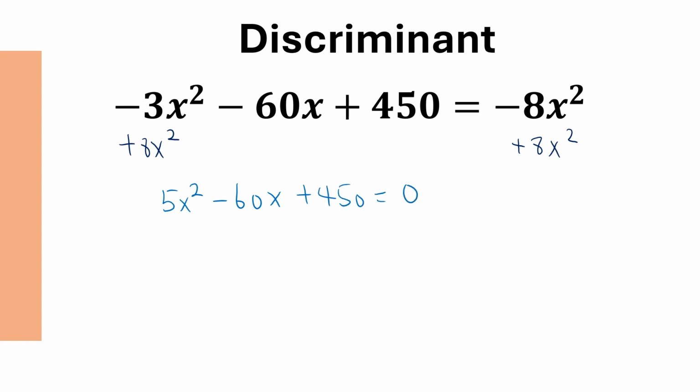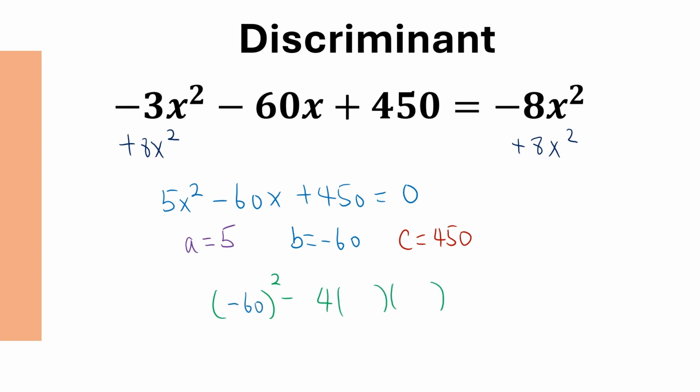Again, I need to identify the values for a, b, and c. A is the number in front of x squared, which is 5. B is the number in front of x, which is negative 60. And c is the constant, so that's 450. Now we're going to plug into the discriminant formula, b squared minus 4 times a times c, where b is negative 60, a is 5, and c is 450.